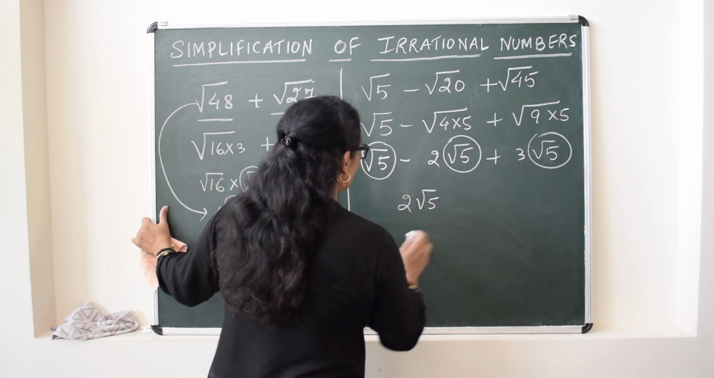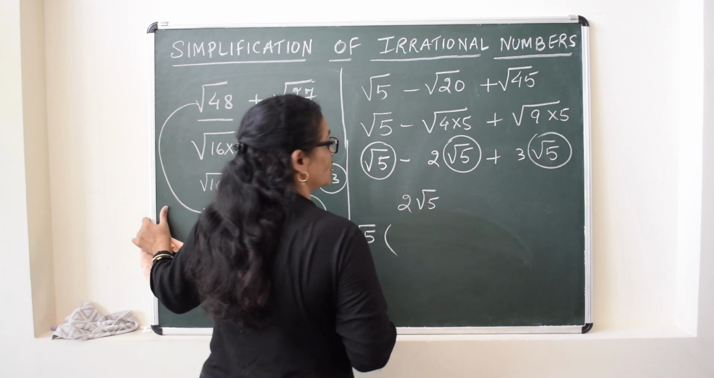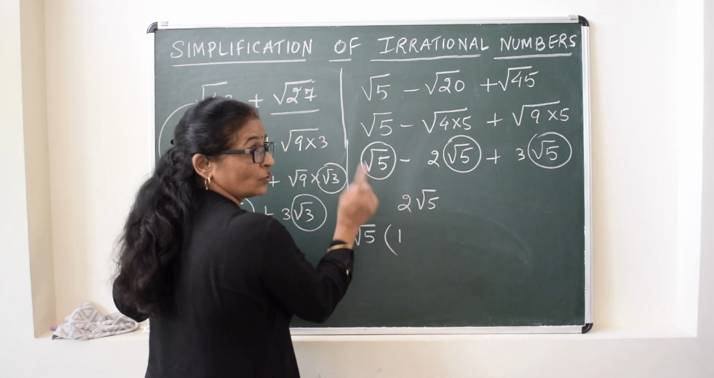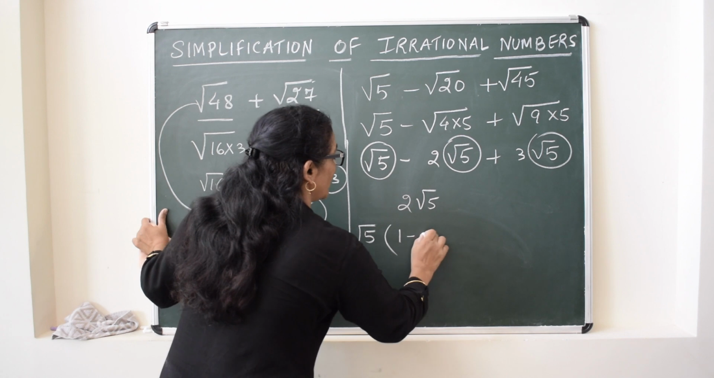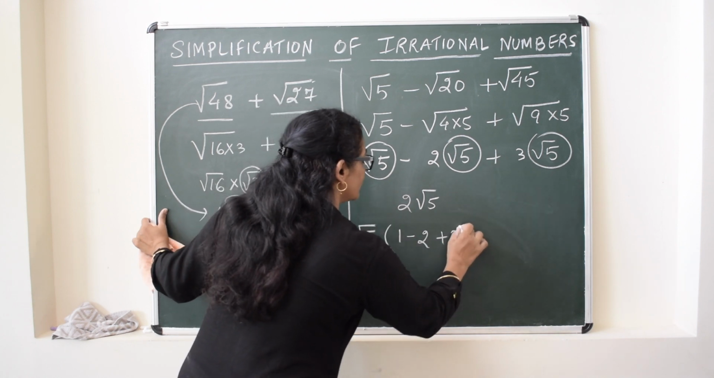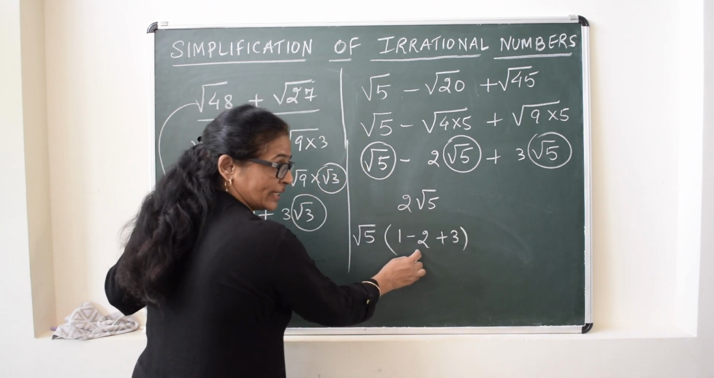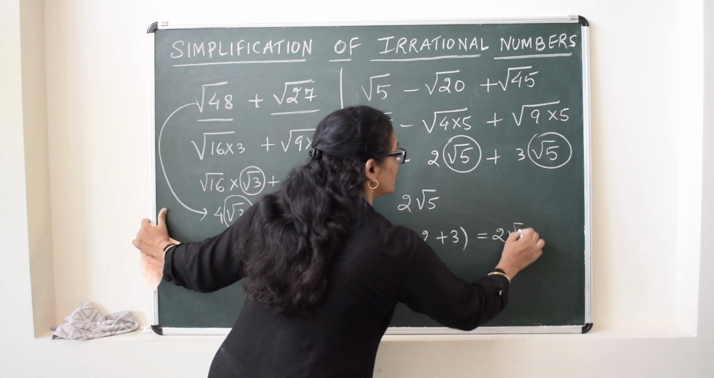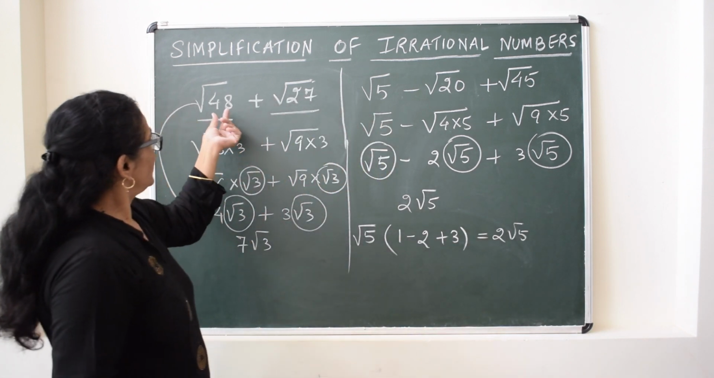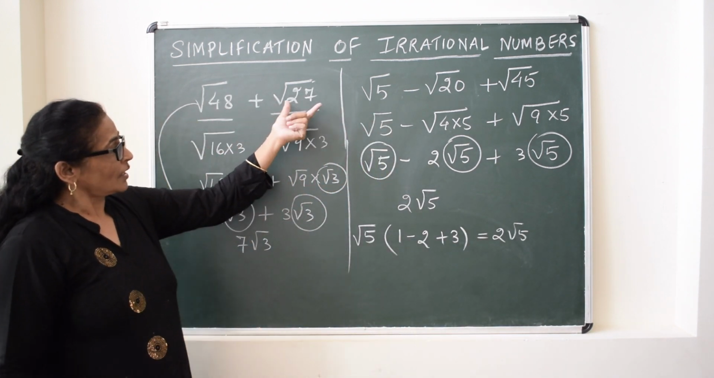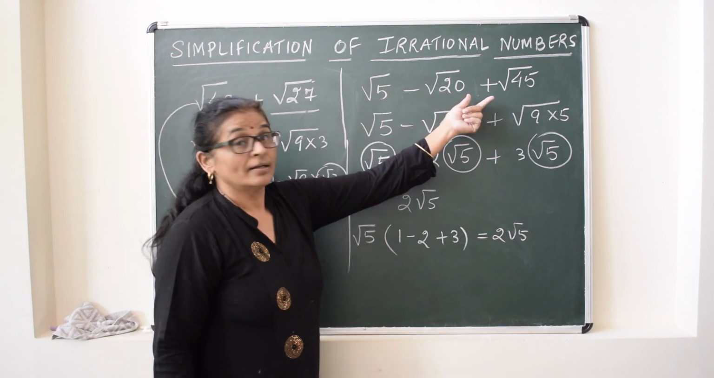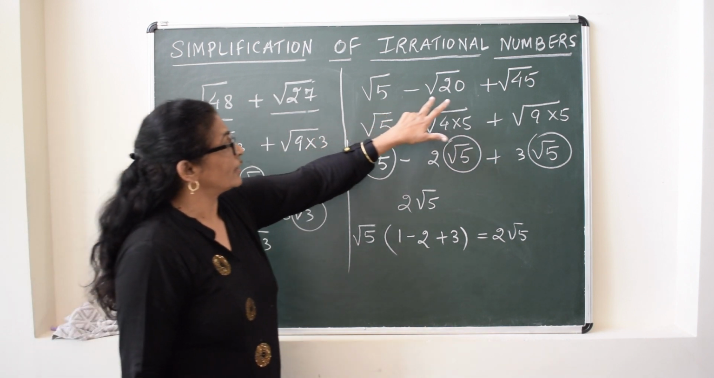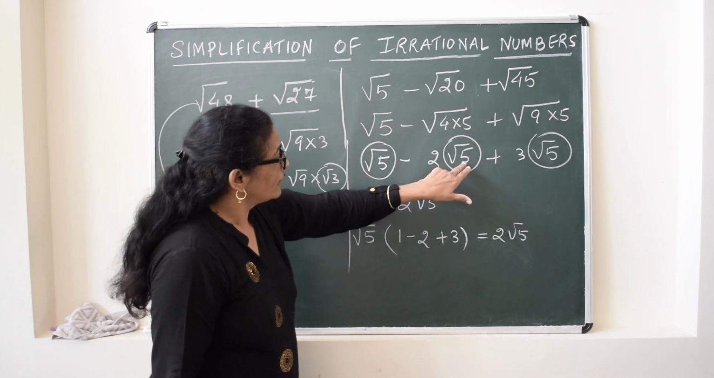Or if from all three you are taking out root 5 common, this will be 1, because root 5 itself has come out, so only 1 is left. Minus 2 plus 3. So 1 minus 2 is minus 1. Minus 1 plus 3 is 2. So ultimately it is 2 root 5. So I have given you examples when irrational numbers are not given in the mixed form, mixed surds. So you have to convert it so that you can compare these parts.